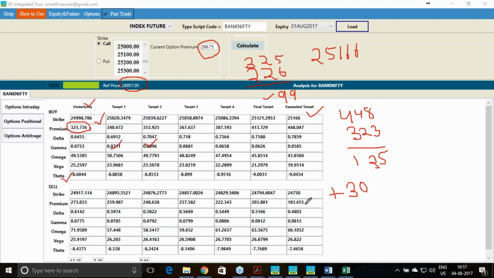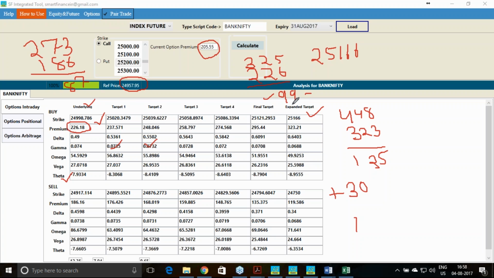If it doesn't happen, then this one will fall down to the 181 level or 273 level. The first one which I am buying at 325 will fall to 273 if the downtrend breakout gives. The downtrend side also we will calculate. So 186 this one will fall. So I have initiated with a spread of 99.